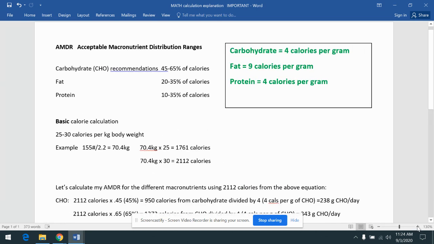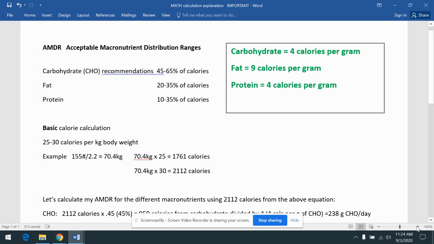Hello, I wanted to share with you some very important math that you will need to master for this week and week 2 in particular, and then we'll use it throughout the rest of our semester. Some terms that you want to be familiar with is the acronym AMDR, Acceptable Macronutrient Distribution Ranges.